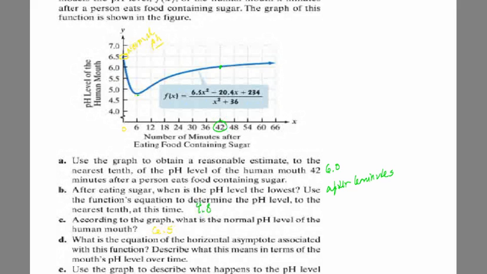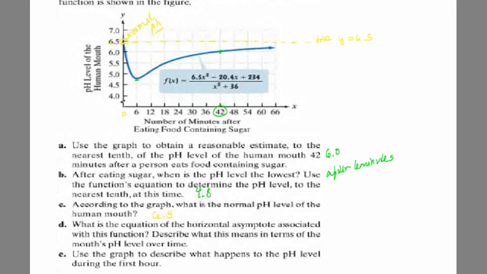What's the equation of the horizontal asymptote associated with the function? Let's look at it. We've got our graph dipping down, and notice a slow recovery. What would you expect the horizontal asymptote to be? Well, I'm thinking if it's recovering back to normal, the horizontal asymptote would be here at 6.5. Y equals 6.5. That means the mouth's pH level over time will recover back to that normal 6.5.